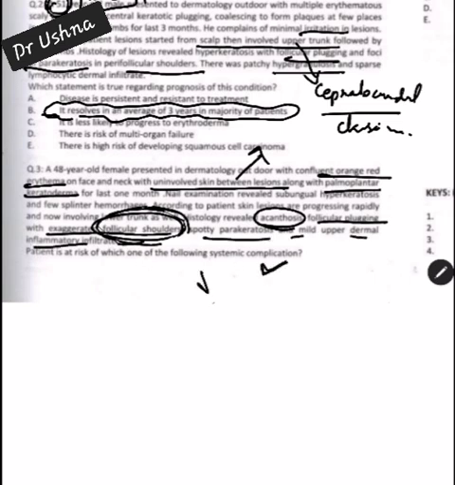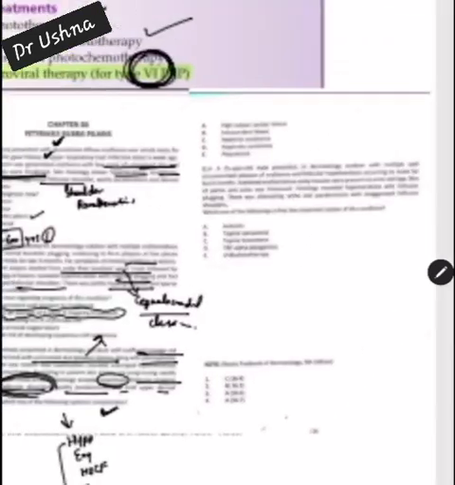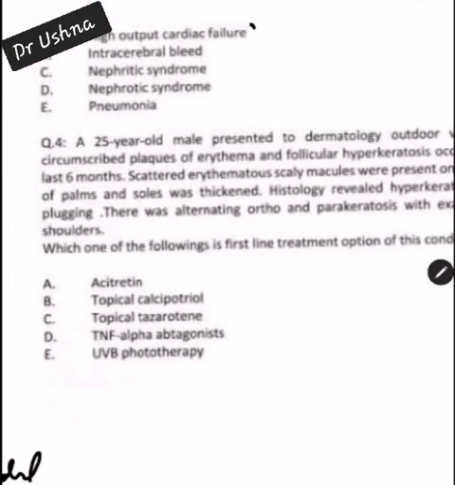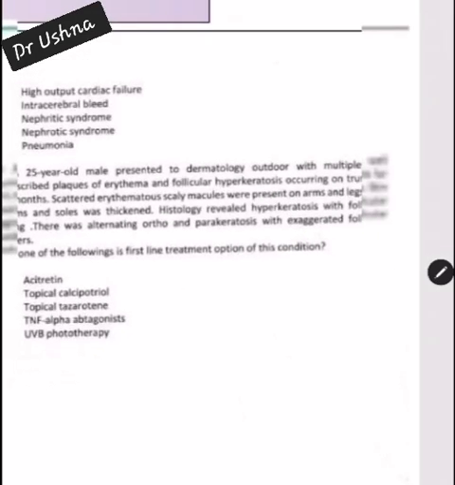We have just done the systemic associations in the form of hypothyroidism, in the form of erythroderma, in the form of high output cardiac failure. So these are the different associations of PRP or the complications of PRP. So this is going to be the answer: high output cardiac failure.